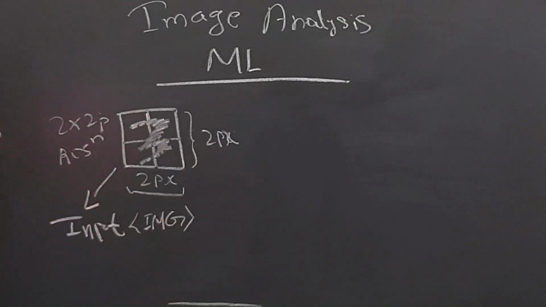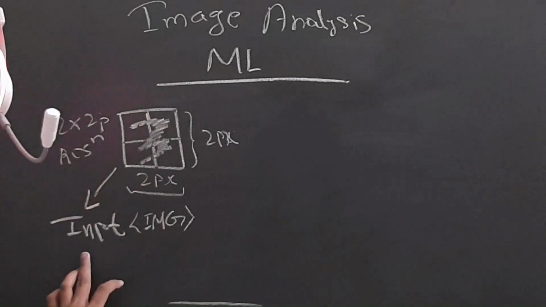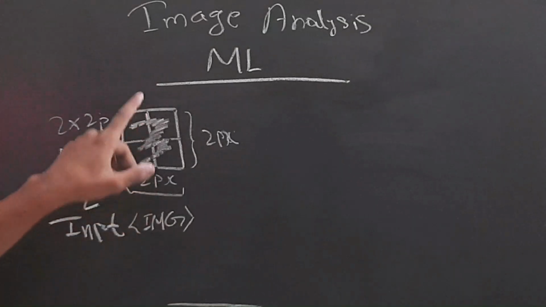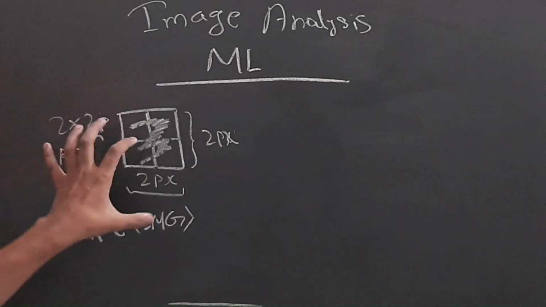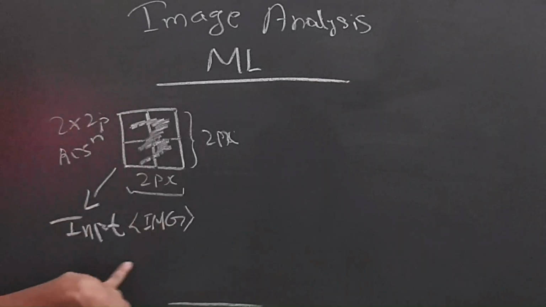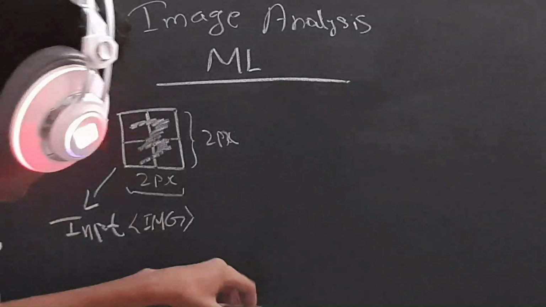I'm writing this always because it's important. This is an input, and this is a blurred 3 image. It is blurred because there are fewer pixels, and due to the lower pixel count there's less detail in this picture. And this is an image, so we are taking input as an image.